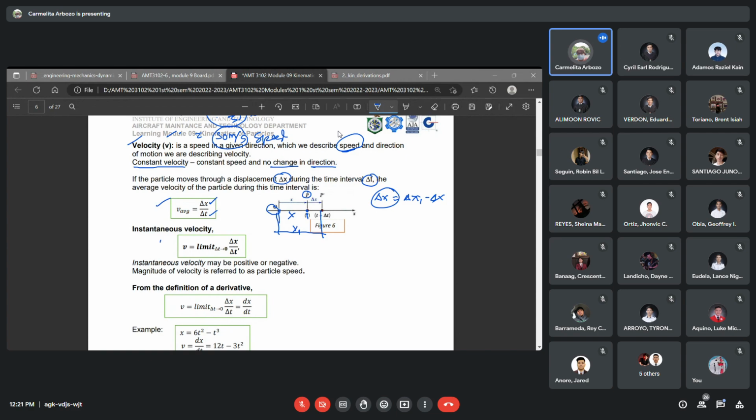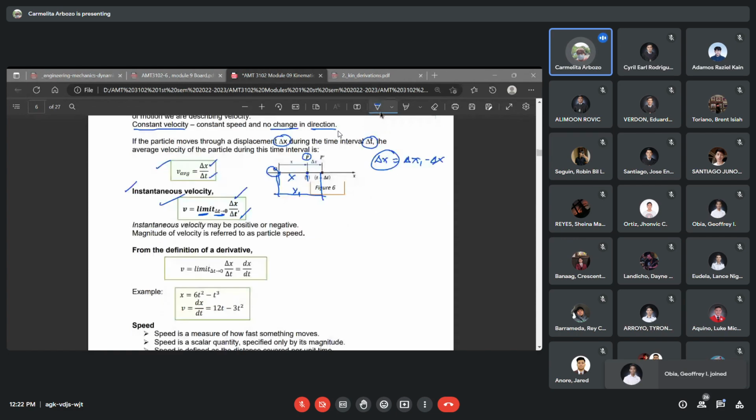Delta x. So, ang instantaneous velocity natin, it may either be positive or negative.